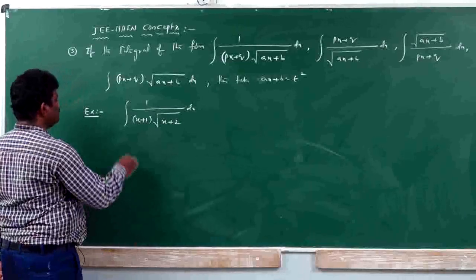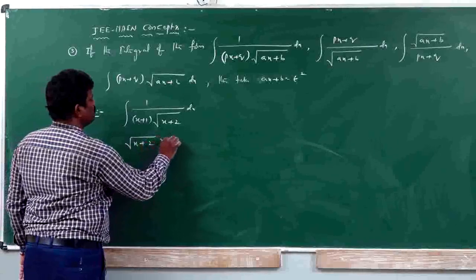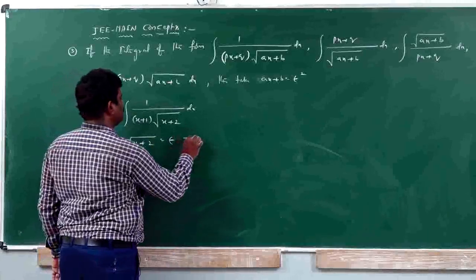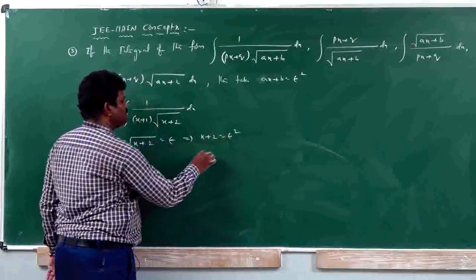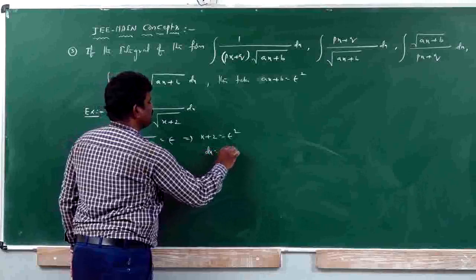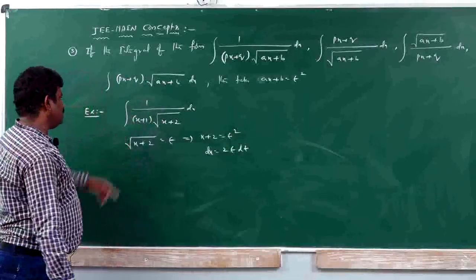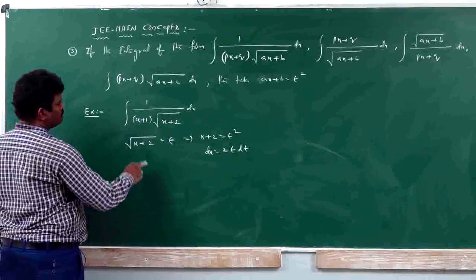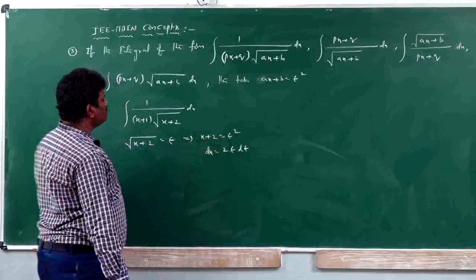So now what do we do here? Square root of x plus 2 is equal to t. The whole value is equal to t, so if we consider it, x plus 2 is equal to t square. Now what is the derivative of this? dx is equal to 2t dt. Now we substitute in the above. Here, x plus 2 is equal to t square, then x plus 1 is equal to t square minus 1.